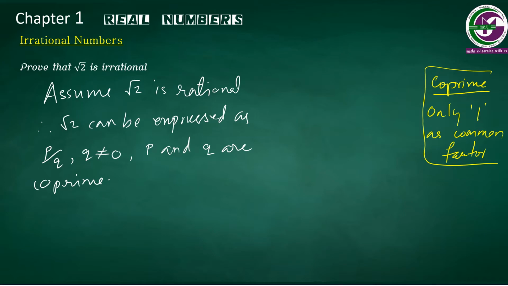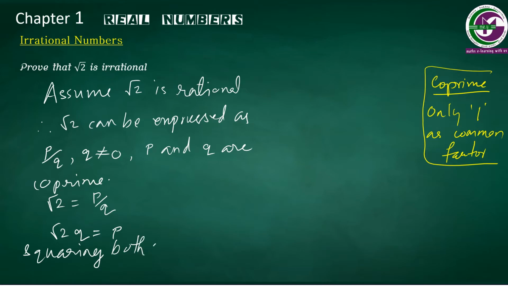Now root 2 is equal to P by Q. So we'll multiply Q to this side and we get root 2 times Q is equal to P. Squaring both sides of the equation, we get 2Q square is equal to P square. So P square is equal to 2 times Q square.